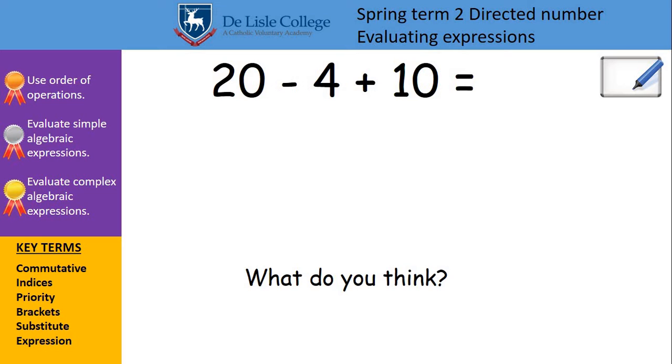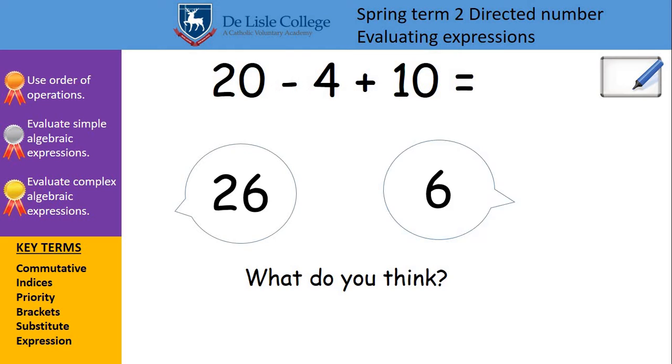Next up, 20 minus 4 and then plus 10. Okay, on this one we should get an answer of 26. 20 minus 4 is 16, plus 10 is 26.